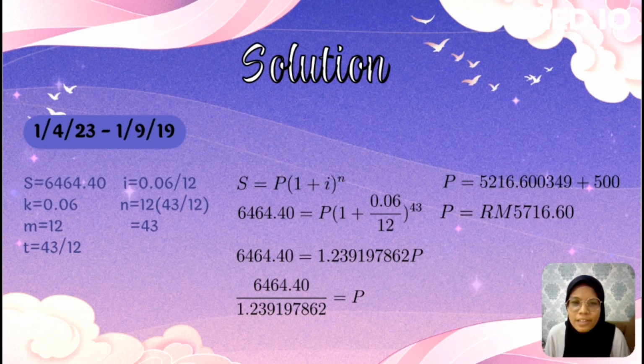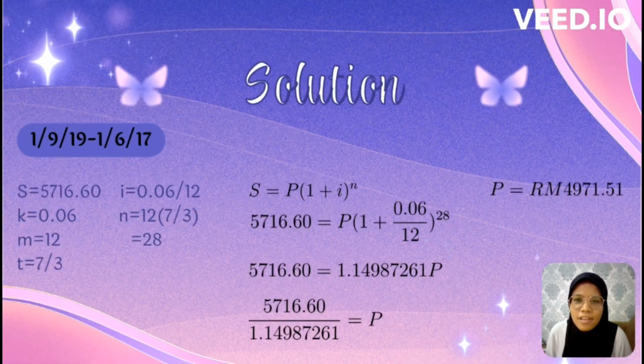We will use the formula for the compound interest, which is S is equal to P (1 plus I) to the power of N. S is equal to 6,464.40. I is equal to 0.06 over 12. N is equal to 43. We will put the information into the formula and we will get RM5,716.60. Next, we will calculate from 1 September 2019 to 1 June 2017.